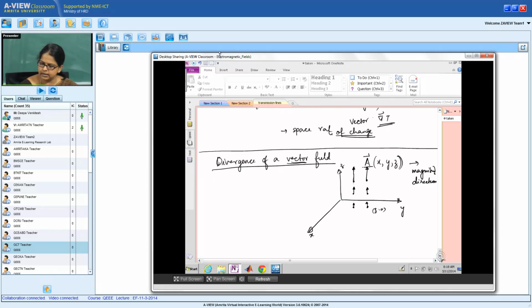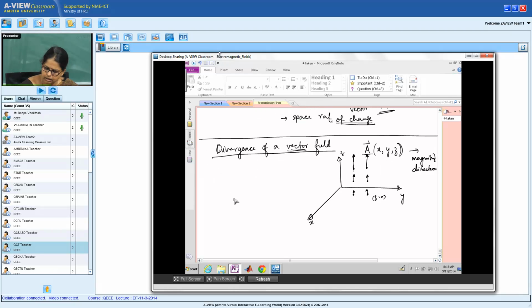I can give you another example for vector field. Let us say I have a point charge, a charge q, right? We know Coulomb's law. What does it say? If I have a charge q, there is an electric field in the region of space around the charge.